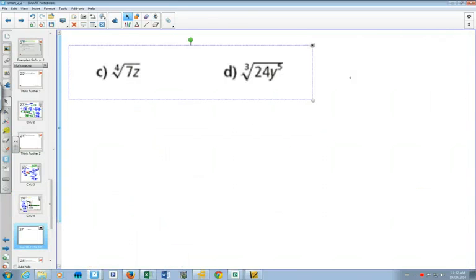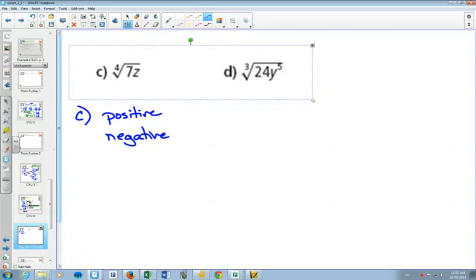Here's c and d. Again, we have a fourth root, so we're going to have to check it. We're going to check our positive numbers. We're going to check our negative numbers. If you throw a positive number inside here, you multiply it by 7, that's going to be good. Positive numbers work. If you plug in a negative number, times 7 will be negative. That will not work. So when we try to decide where this is defined, it's only working for positive numbers, so z has to be bigger than or equal to 0.